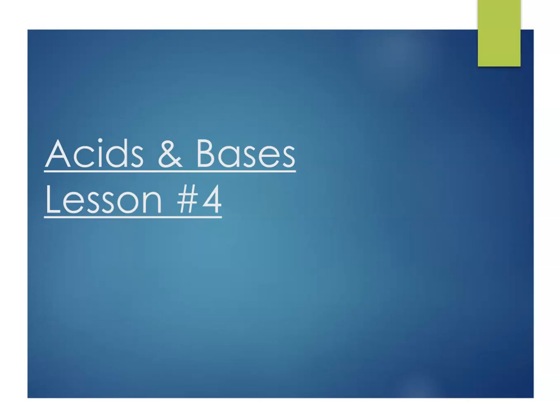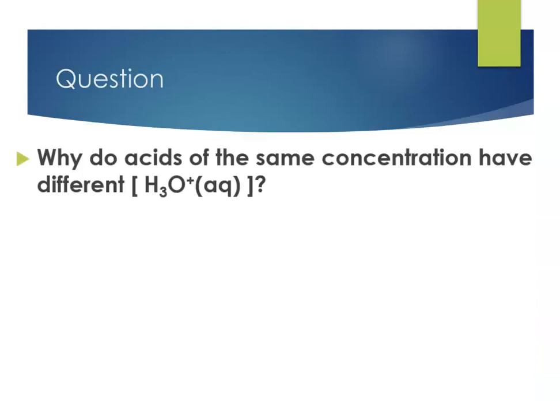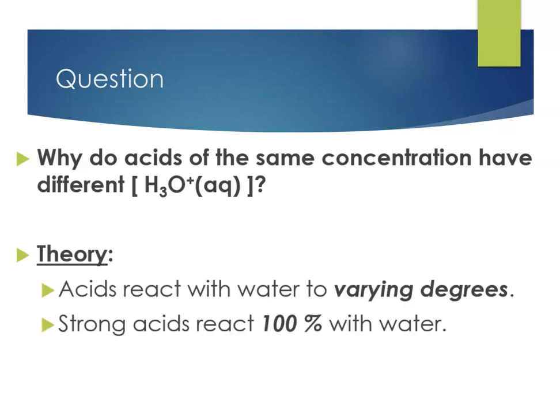Today's video will explain how chemists can apply the equilibrium expression and ICE tables to determine the concentrations of acids at equilibrium. Before we can learn how to do the calculations, it is important to have a conceptual understanding of why acids of the same concentration can have different concentrations of hydronium ions.